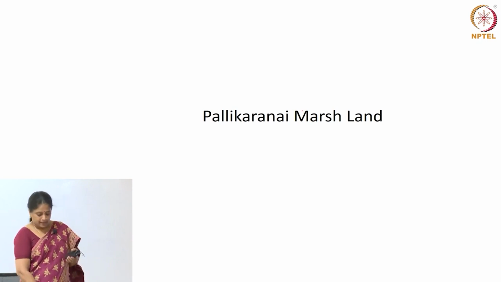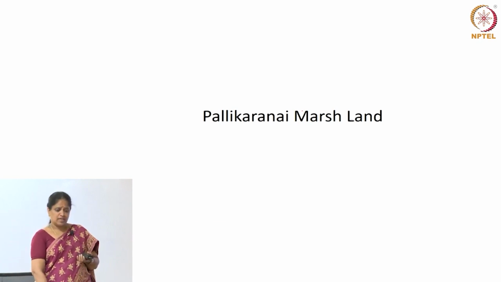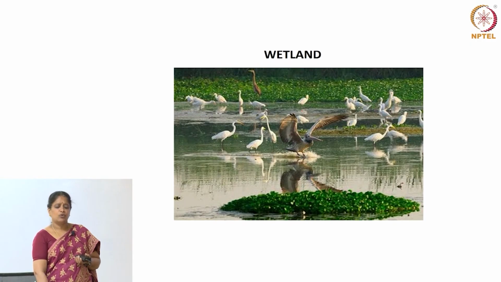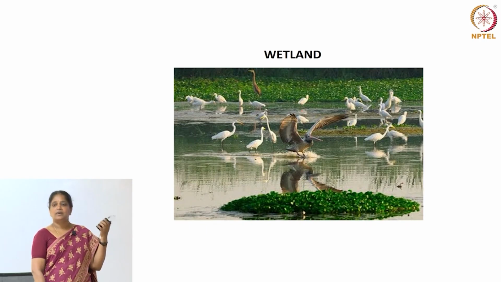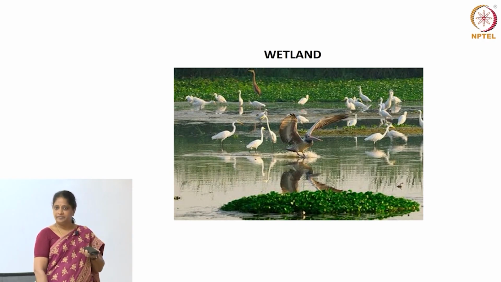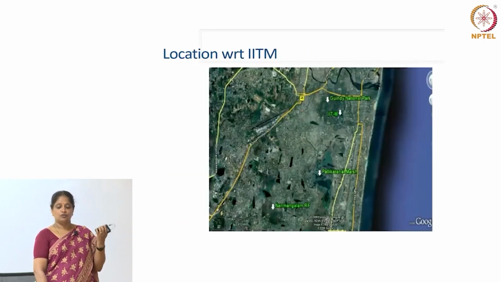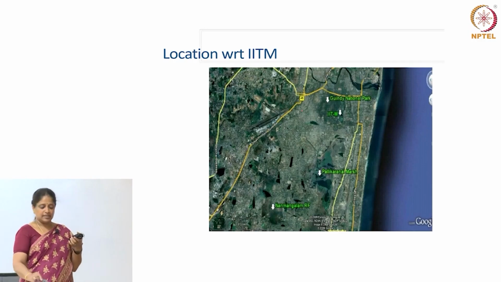So, we do not have much time, 10 more minutes. I would just like to show some of the other projects. People interested in biodiversity, we have a very beautiful marshland, with 100 different species of birds coming there every year. It is called Pallikarnai marshland. It is just about 5 kilometers from IIT. If you want to spend a nice weekend, you should go there. So, this is IIT Madras and this is the Pallikarnai marshland.